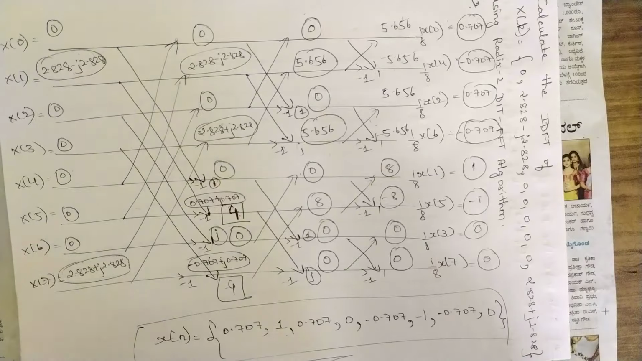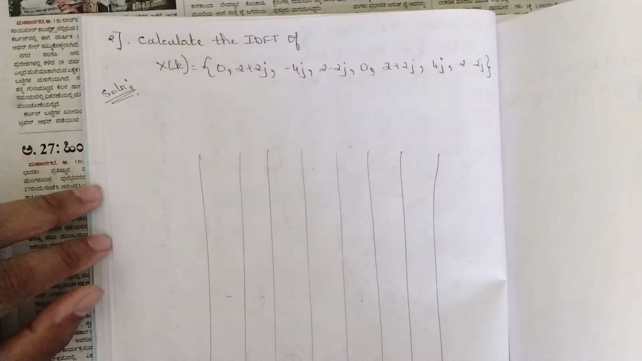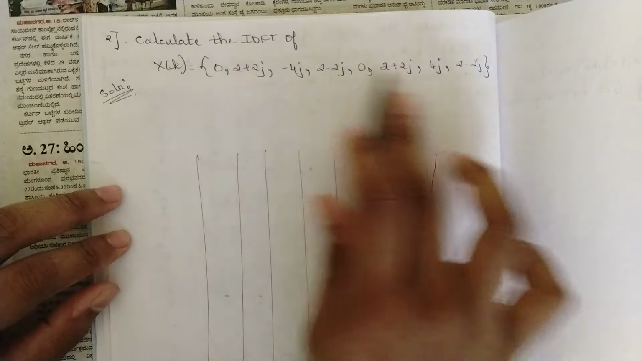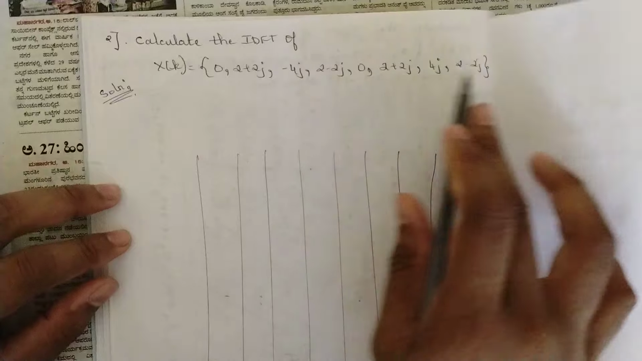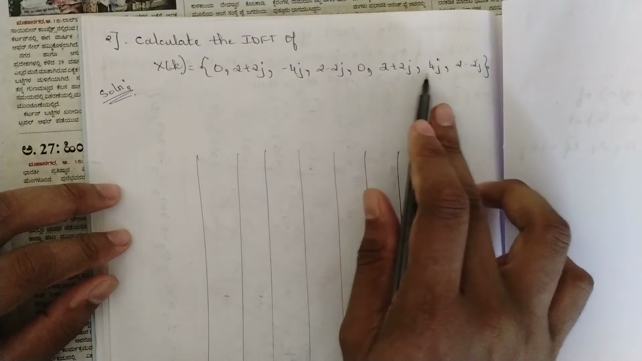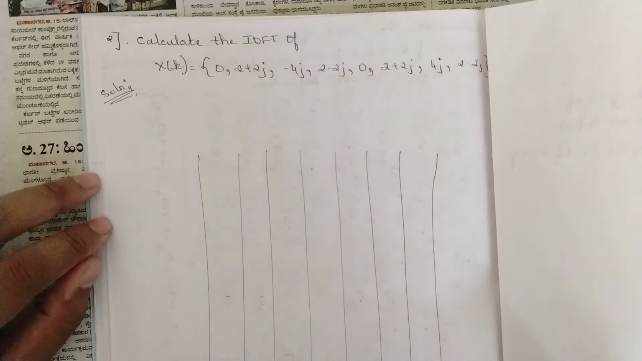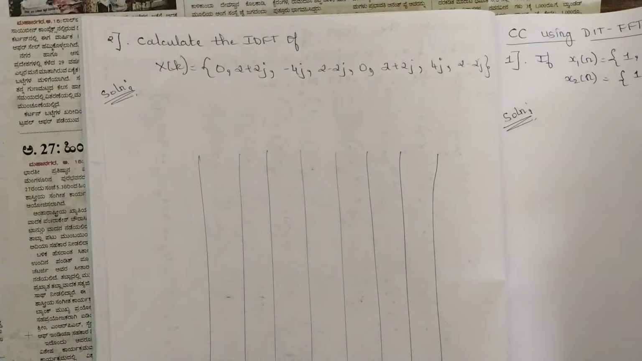Okay, so now let's solve one more problem related to IDFT. So this is the next question. Calculate the IDFT of the sequence 0, 2 plus 2j, minus 4j, 2 minus 2j, 0, 2 plus 2j, plus 4j, 2 minus 2j. So this is again an 8-point IDFT. Using DIT-FFT algorithm we should be solving this. Okay, so now let's solve it quickly.